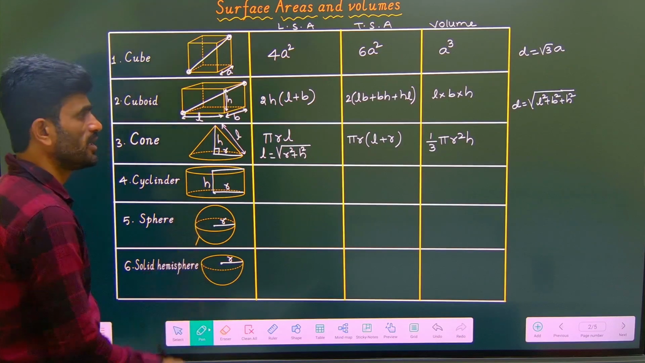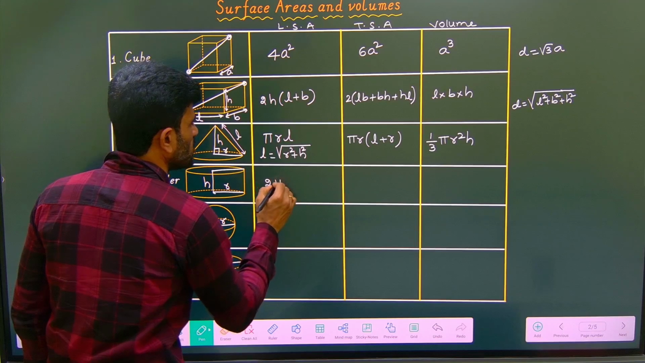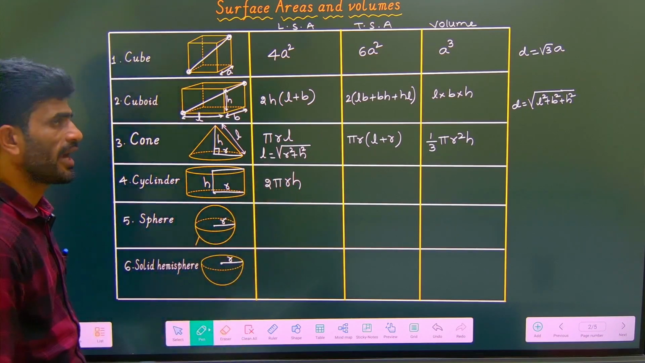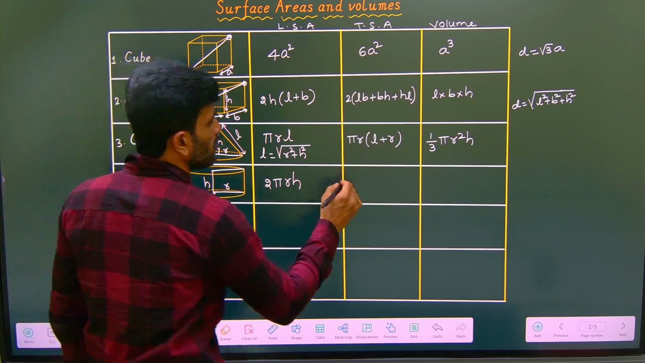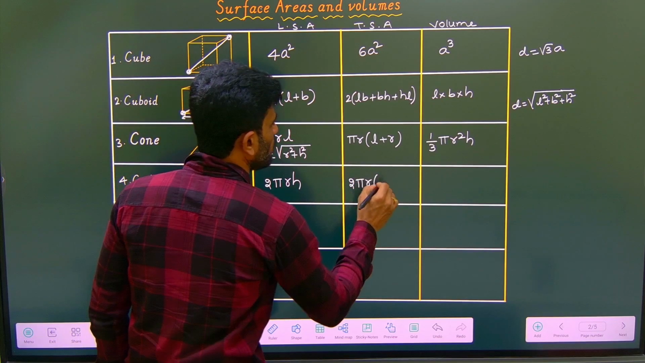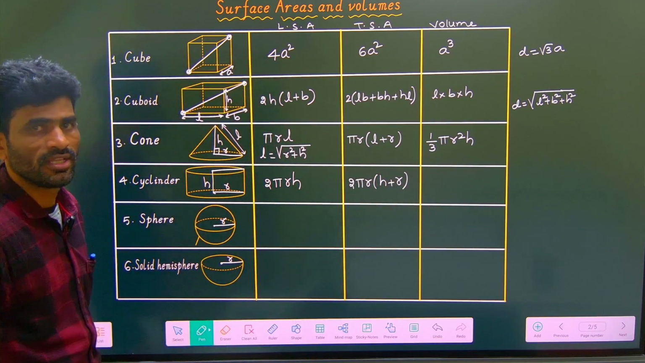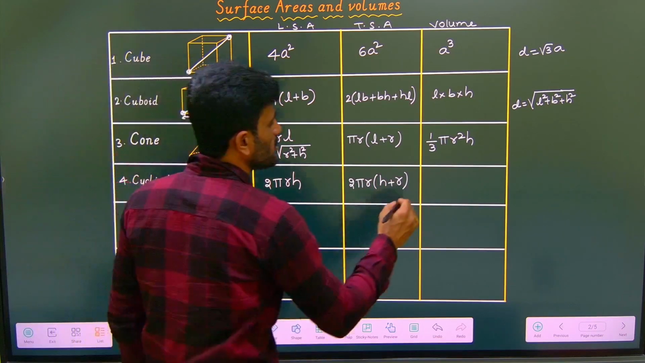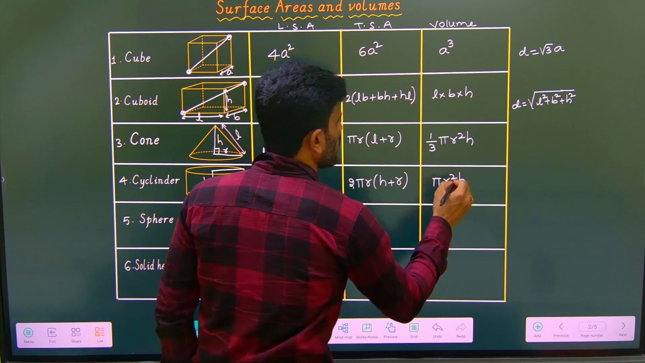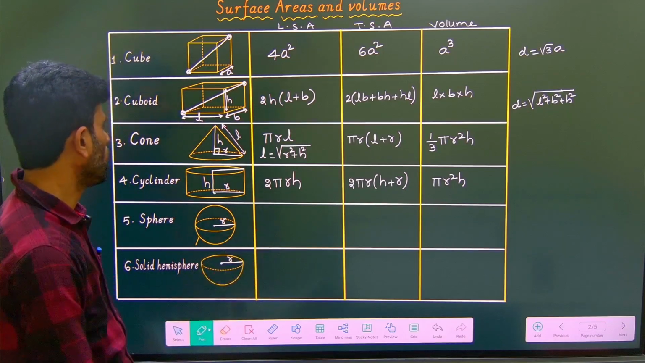Now coming to cylinder, lateral surface area of a cylinder is 2 pi r h, where radius is r and height is h. Then total surface area, top and bottom will be included. Then here 2 pi r into h plus r. This is the total surface area of a cylinder. Then volume of a cylinder is pi r square h. That is 3 times volume of cone. So this is about cylinder.